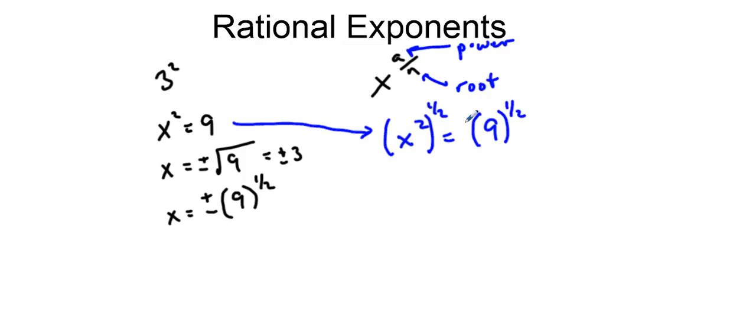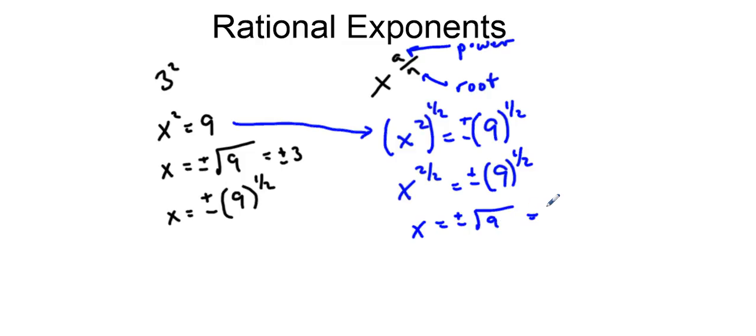All right, 1/2. And when you take the 1/2, that's like the square root, so I have to bring a plus or minus. But when you take these, you actually are multiplying. So we have x to the 2 over 2 equals plus or minus 9 to the 1/2 power. And x to the 2 over 2 is x. And this actually turns into plus or minus the square root of 9, which equals plus or minus 3. So yes, that is equivalent.